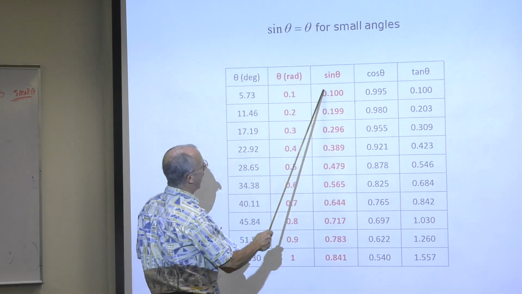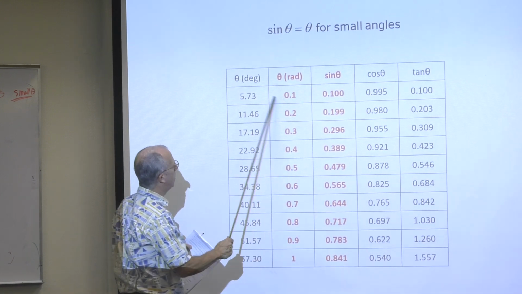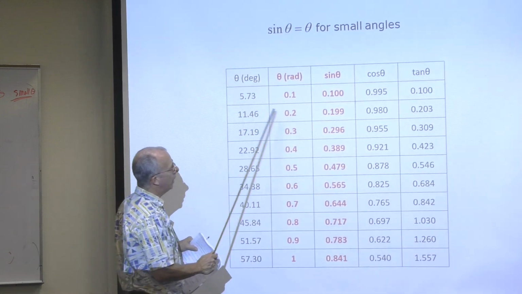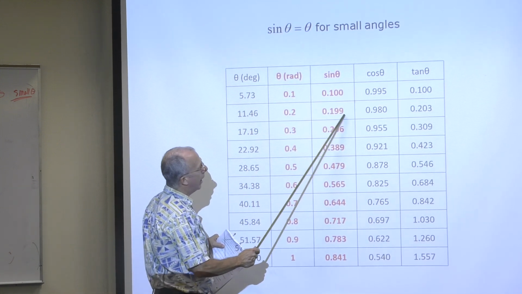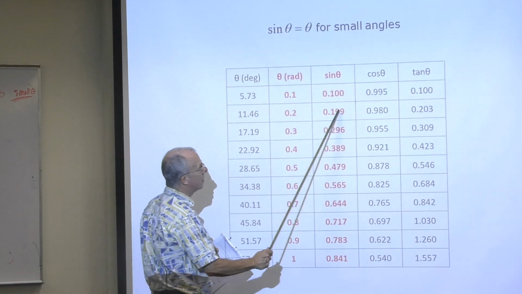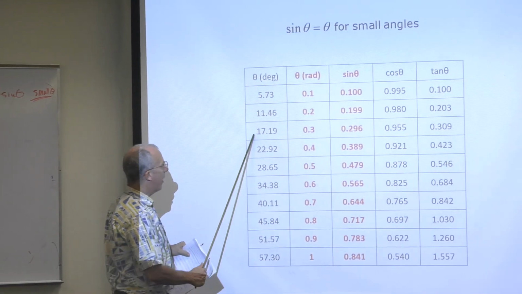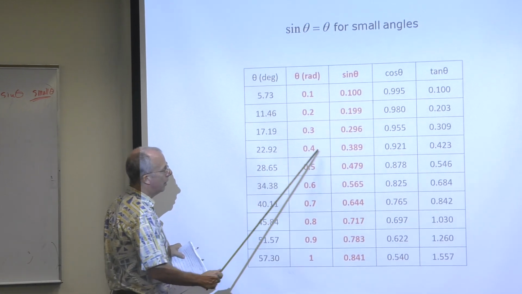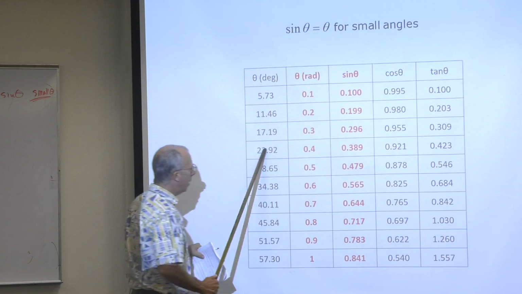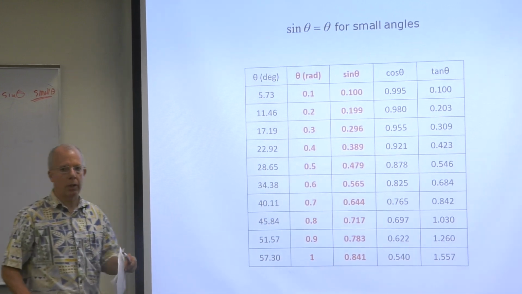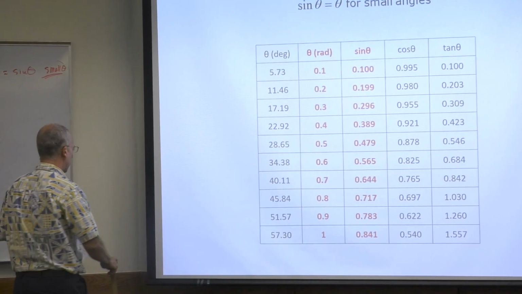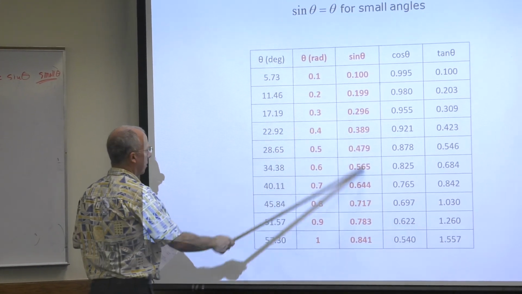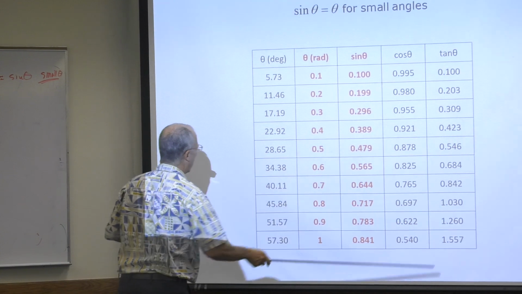That's 0.1 radians, which is like 6 degrees. Then we go 0.2 radians, 11.5 degrees. 0.199, 0.203, pretty close, right? Sine is equal to tangent, close. 17 degrees, still pretty close. 23 degrees, we're getting a little bit further away, but come on, it's pretty good, right? It's pretty good for 20 degrees and less. And it obviously gets really bad later on, right? So this is approximately equal to that.